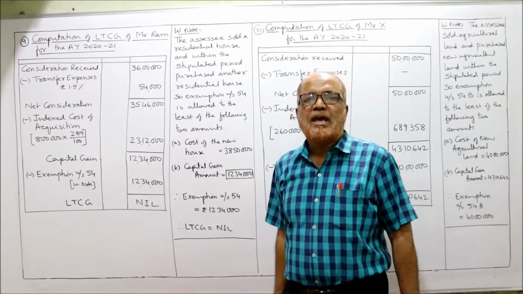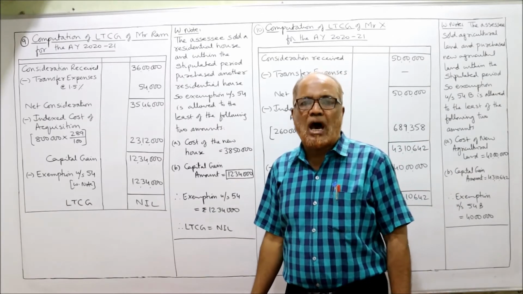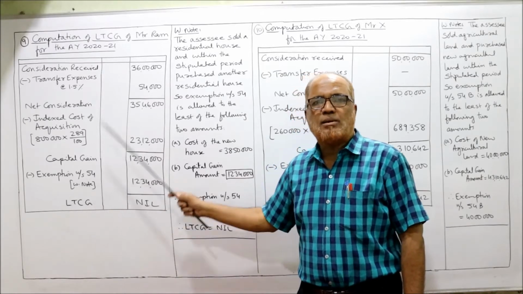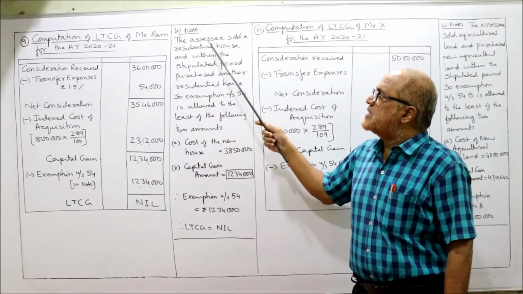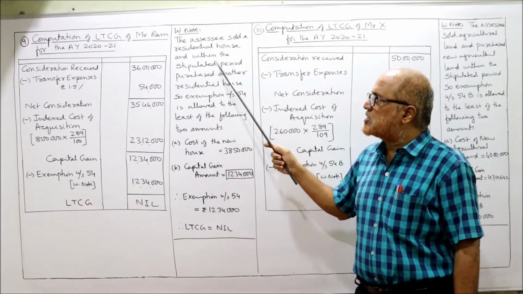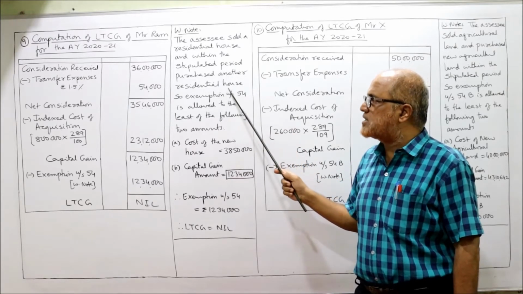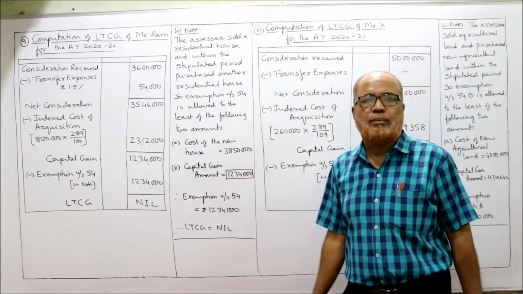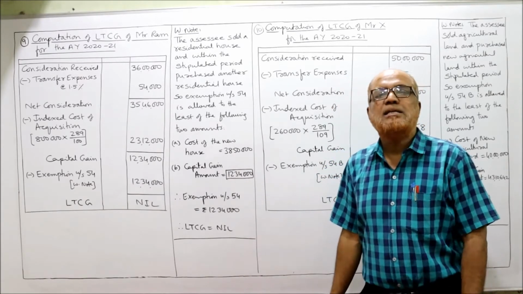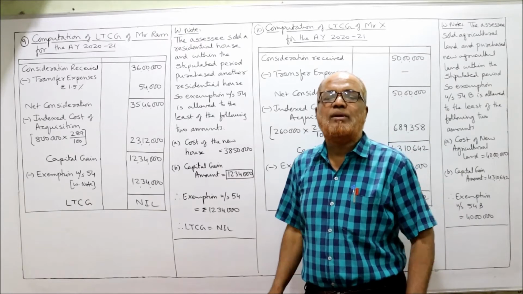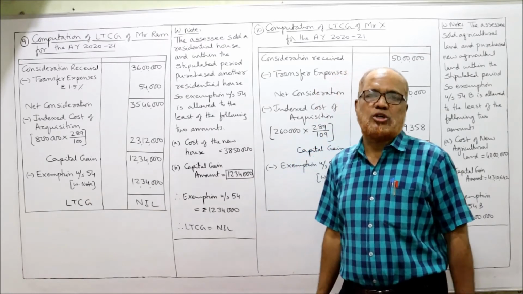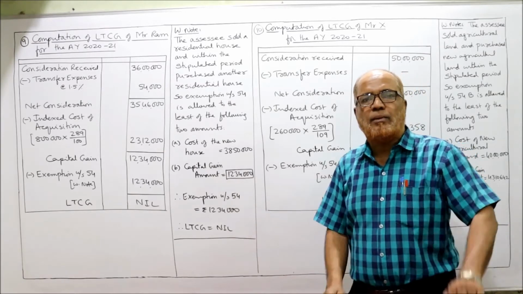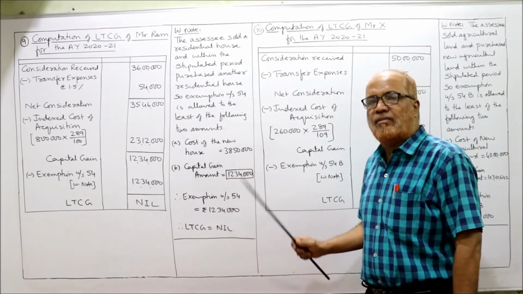From capital gain, exemption is allowed under section 54. So how much exemption? In working note: the assessee sold a residential house and within the stipulated period purchased another residential house, so exemption under section 54 is allowed to the least of the following 2 amounts. Here you have to remember, the least of the following 2 amounts will be allowed as exemption. The first one is the cost of the new house. Given in the problem, the cost of the new house is 38 lakh 50,000.